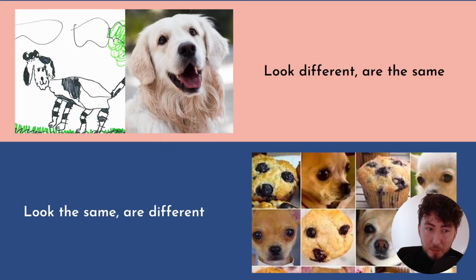Just to illustrate the point, if you give the two pictures on the top left to a child, they'll probably be able to tell you that they're both dogs, right? They look very, very different from a visual perspective, but they represent the same concept. We understand that they're the same, even though they look different. Whereas in the bottom right-hand corner, you'll see that there's 4 blueberry muffins and 4 chihuahuas, right? And we understand that muffins and dogs aren't the same thing, even though they look very similar.